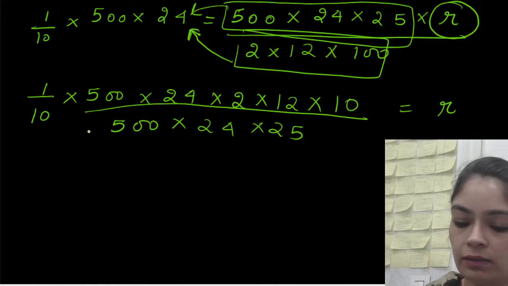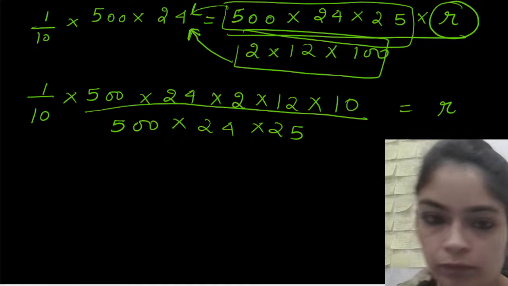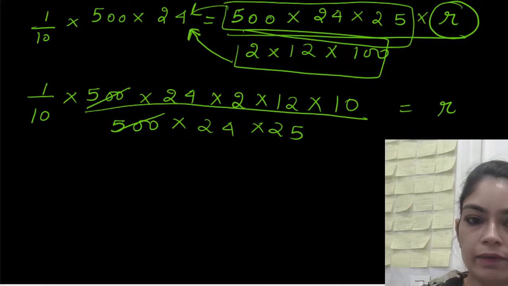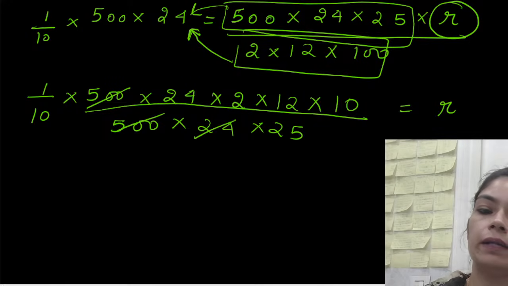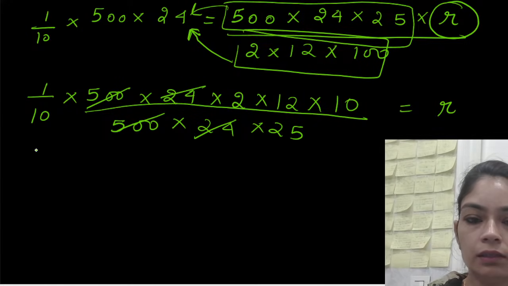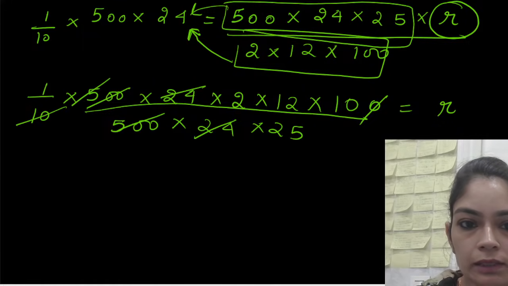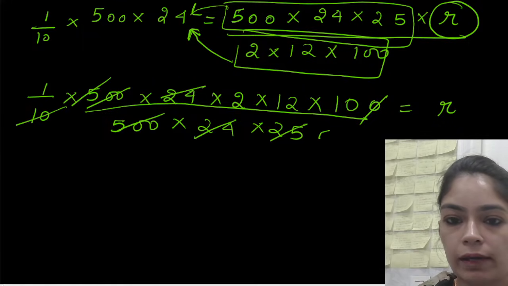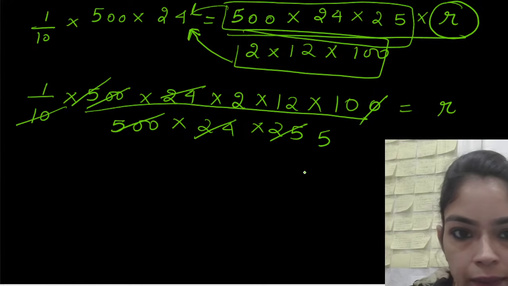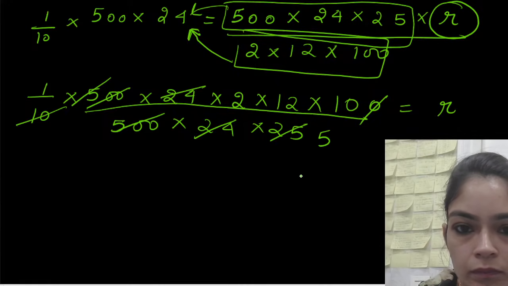Now we can just do cancellation. So 500 and 500 will get cancelled. 24 and 24 will get cancelled. This 10 and this 10 we can cancel. So anything else, 5 with 25 we can cancel. So we can see here we are left with 120 by 5.